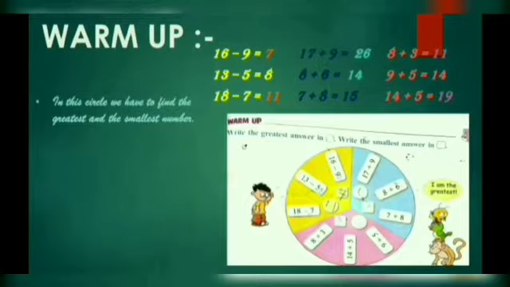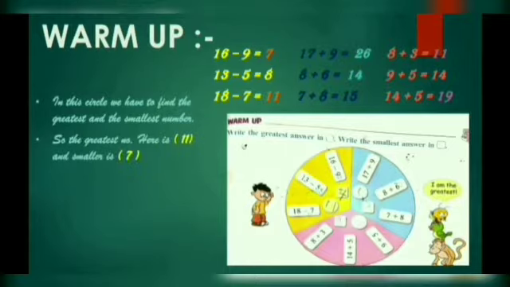So if we subtract 9 from 16, we'll get 7. If we subtract 5 from 13, we'll get 8. And if we subtract 7 from 18, we'll get 11. So here the answer is very clear. The smallest number is, can you tell me the smallest number, dear children? Very good. So the smallest number over here is 7 and the greatest number here is 11.